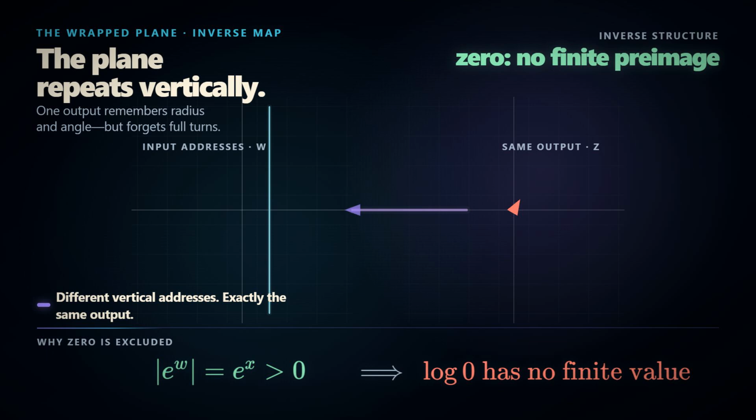0 is different. Since e to the x is positive for every finite x, every output has positive radius. No finite complex input maps to 0, so 0 has no complex logarithm.